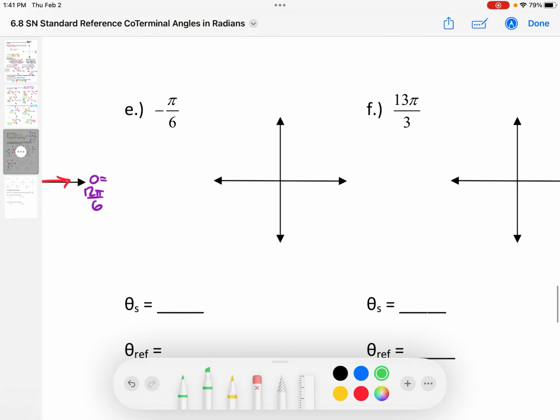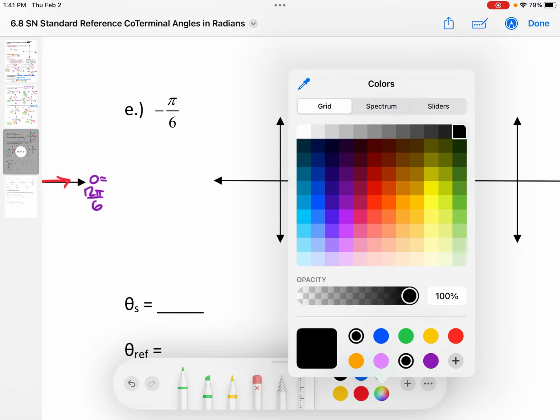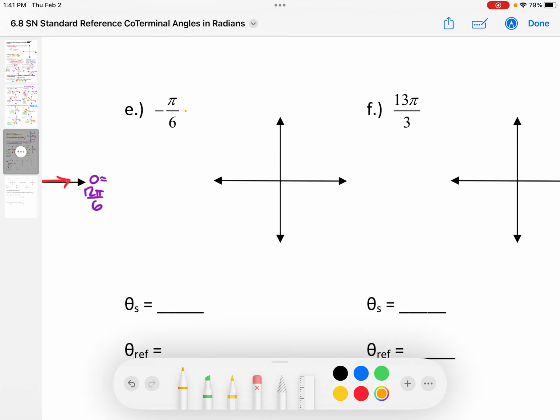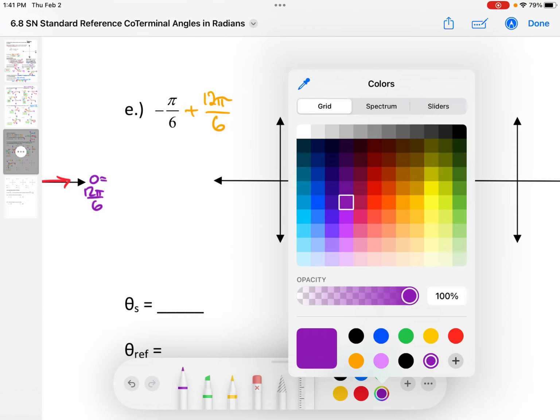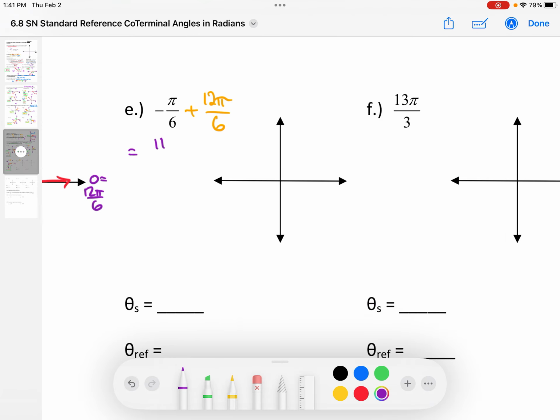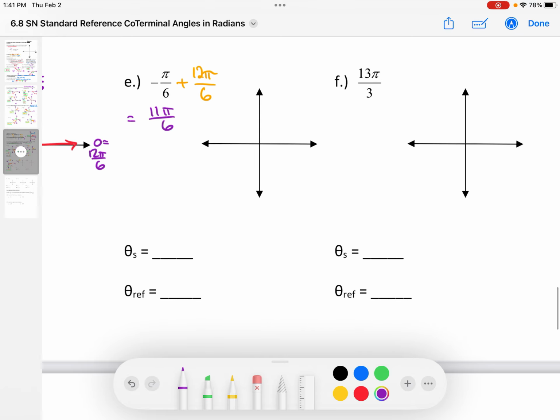Now, let's look at E. Again, we have another negative angle, so we'll need to add to it. We have a 6, so with a denominator of 6, to add 2 pi, the full radians all the way around the circle, we'll add 12 pi over 6, so that angle is 11 pi over 6. That is between 0 and 2 pi. So 11 pi over 6 will be our angle.